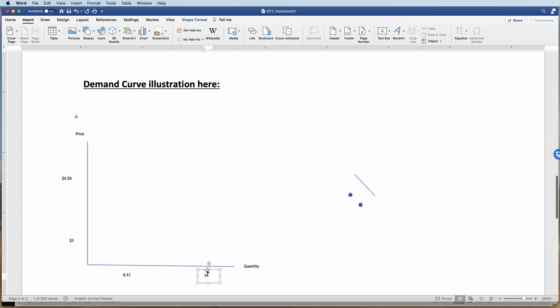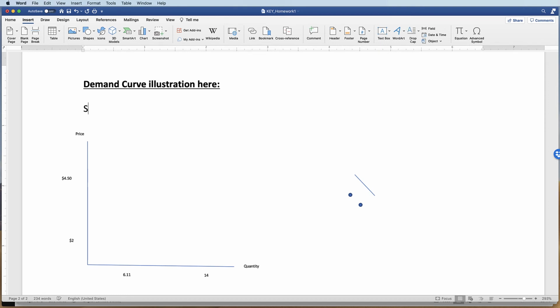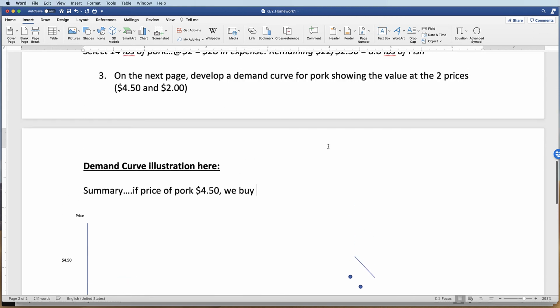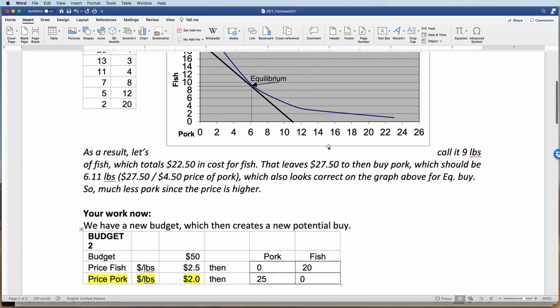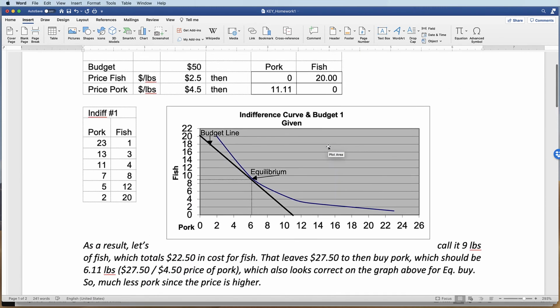Now I want to pause here for a second. Here's the mistake. Whenever I ask you what are the results on demand, here is a summary that you need to make sure you're aware of. If the price of pork started out at $4.50, then we will buy, and that's where I want to go back and look. Be careful here. When the price of pork was $4.50, that's this whole first budget.